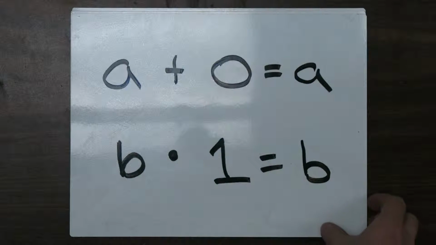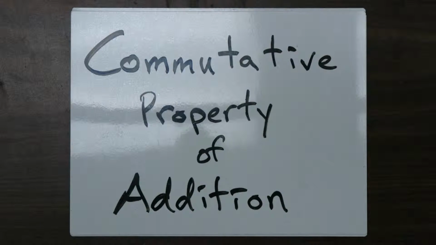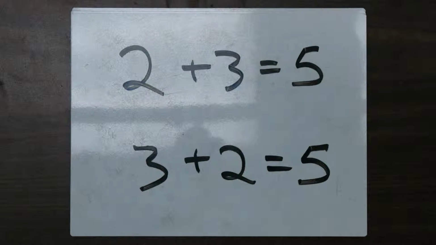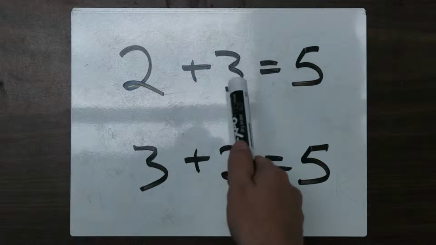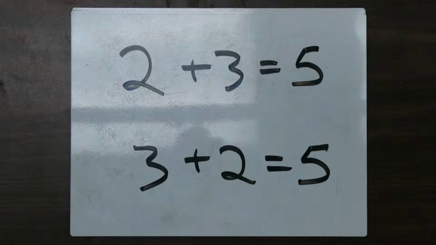Today we're going to look at a different property that we use in math. We're looking at the commutative property of addition. And what the commutative property of addition tells us is that I can add two numbers in any order and get the same answer still. So 2 plus 3 equals 5, but if I flip those around, 3 plus 2 still equals 5. It doesn't matter which order I add them, I still get the same answer.